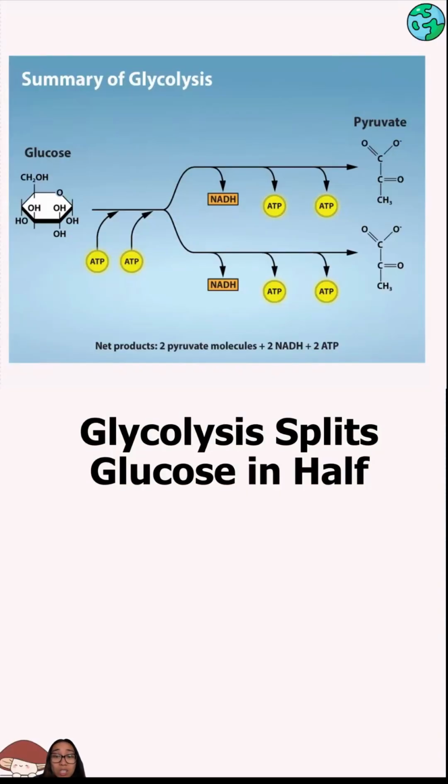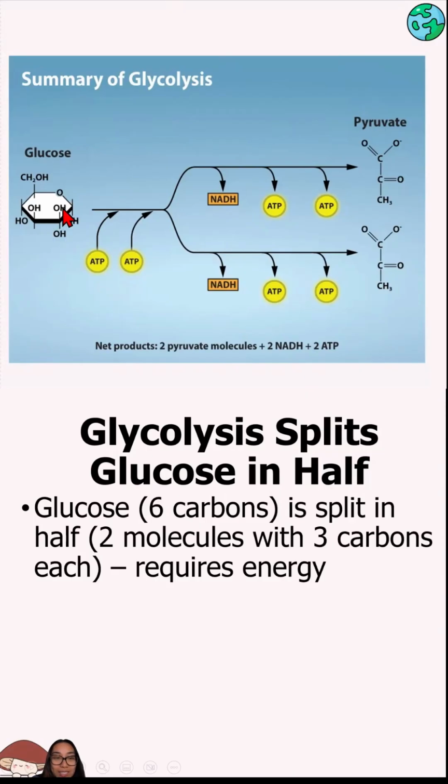So let's look at what glycolysis is. By the way, the word glyco means sugar and lysis means to break or to split. And so literally what's happening in glycolysis is we're going to split glucose in half. And so glucose is right here. We're going to split it into two. And in the process, we're going to oxidize it and get energy out.